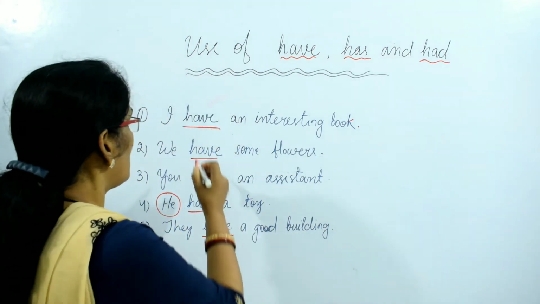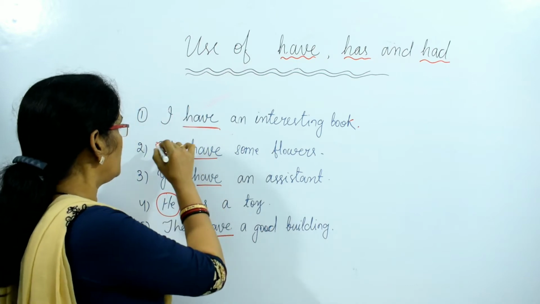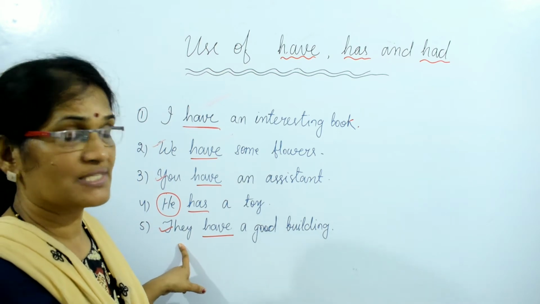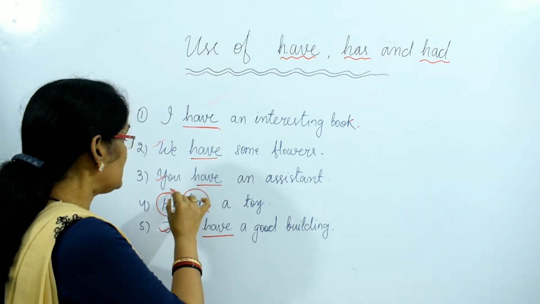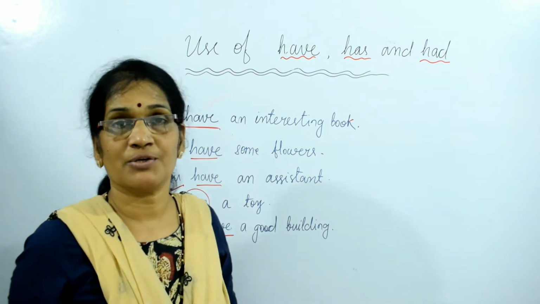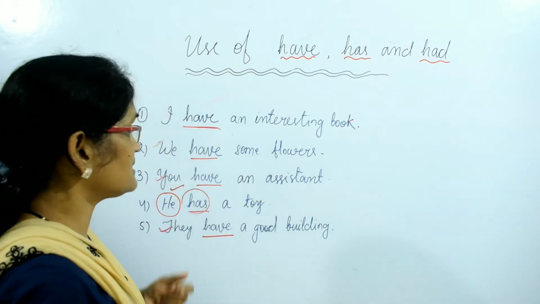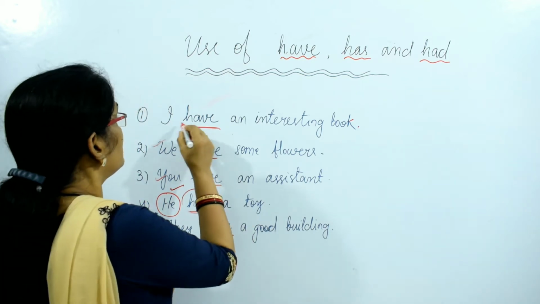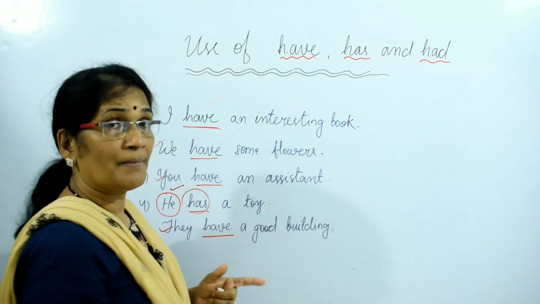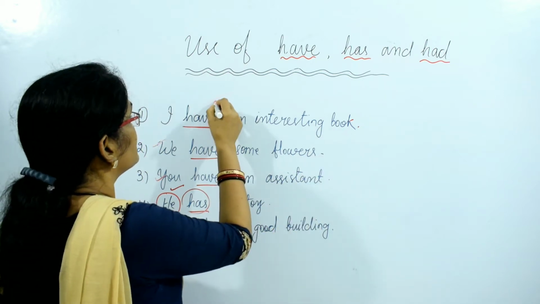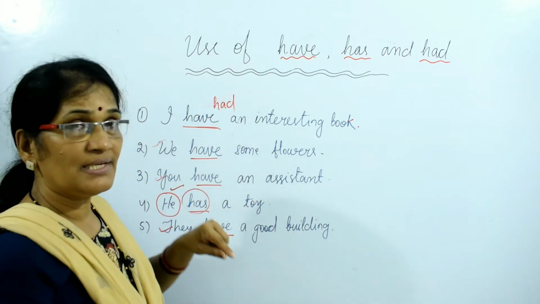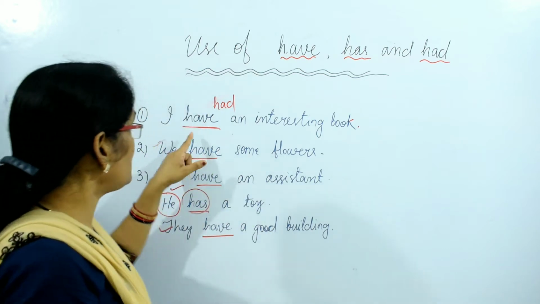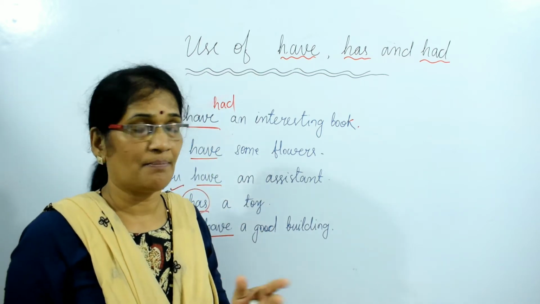I mean, have goes with I, we, you and they. They means all plural subjects. And has goes with he or she, all singular subjects. In past tense, in place of have or has, we use had. I have an interesting book, but in the past, I had. In present tense we use have or has. In past tense we use had. In place of have we can use had in past tense.